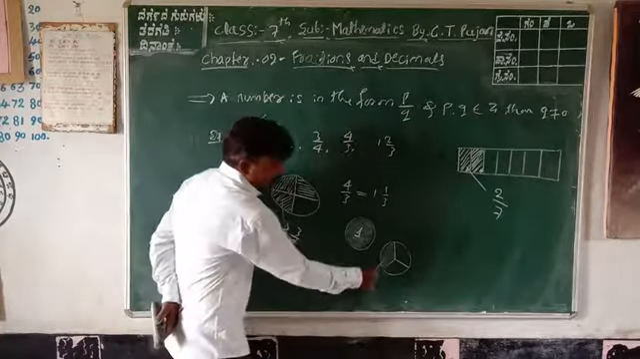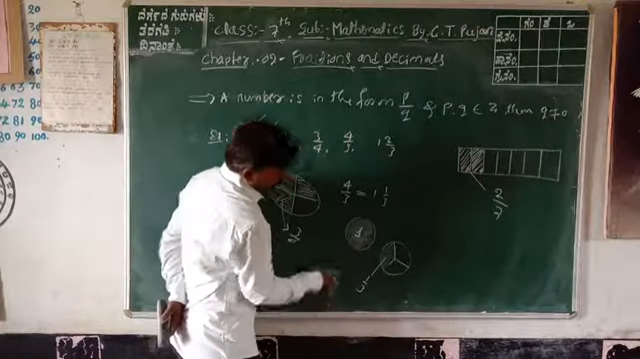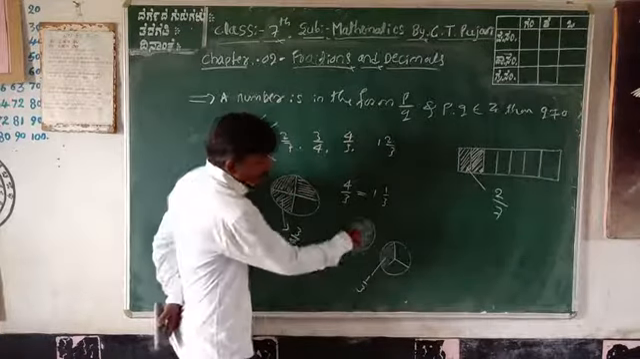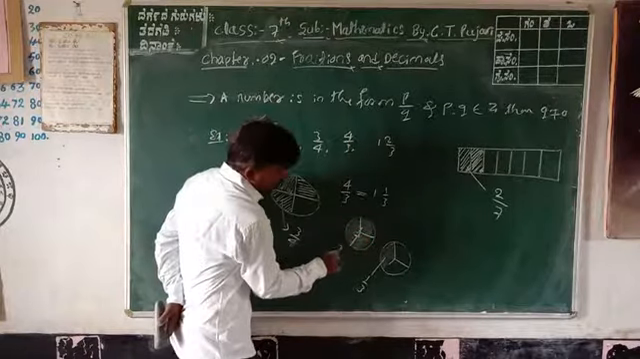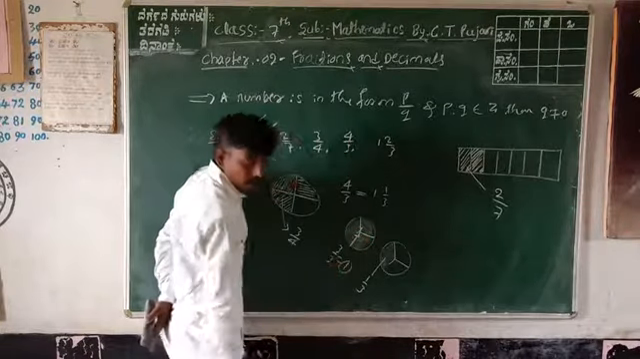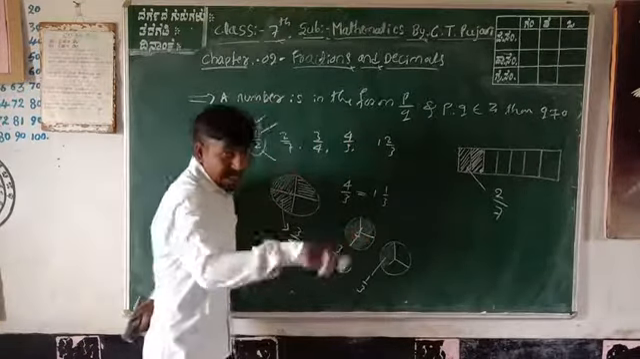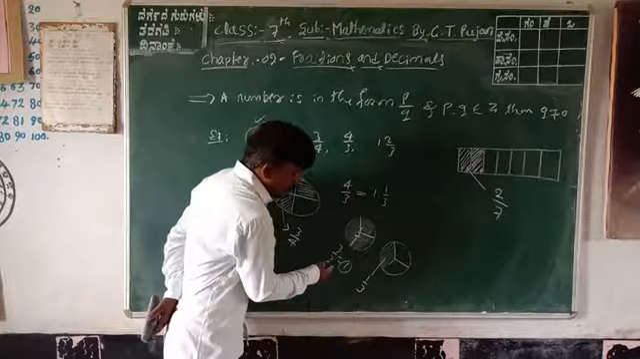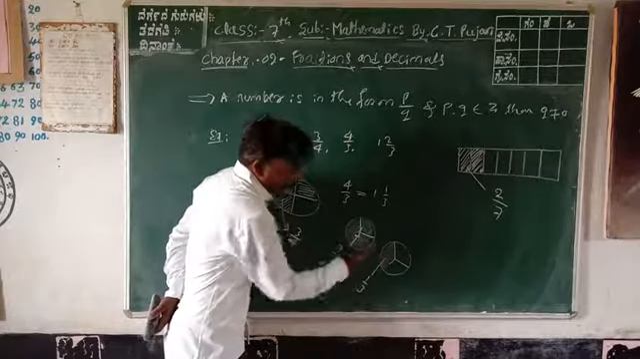Therefore, this is 1 by 3. This is only 1. How is that 1? There are 3 parts here. 3 by 3 means that is only 1. Total parts is 3, I select 3 parts, so 3 by 3 means only 1. In the same way, 1 by 3 means 1 portion.